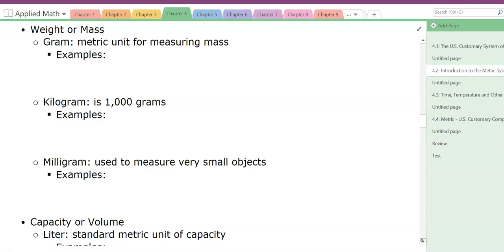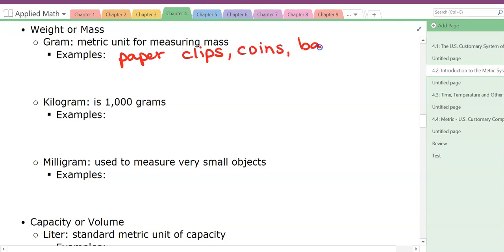For weight or for mass, we have grams, kilograms, and milligrams. Those are the most commonly used ones. Grams would be like your standard unit, and so those aren't going to be something that's super heavy. It's going to be just normal everyday objects. Examples that I have would be weighing paper clips, like if you had a whole box of them, coins, or a bar of soap. Those would be measured in grams.